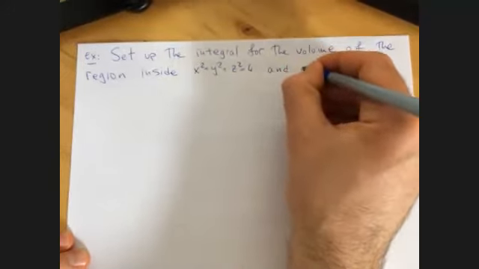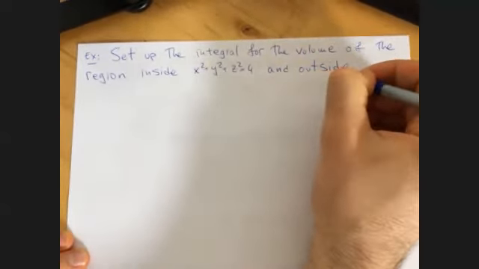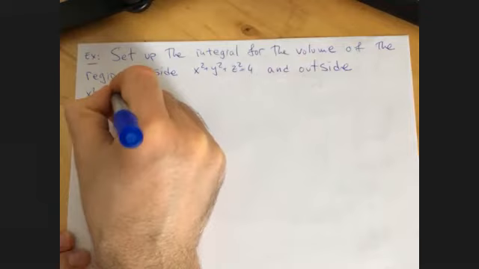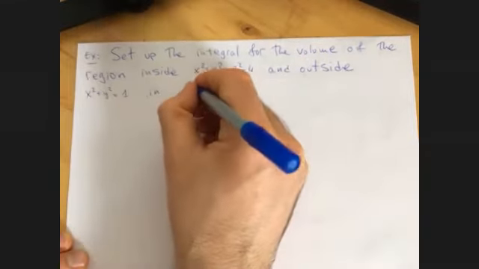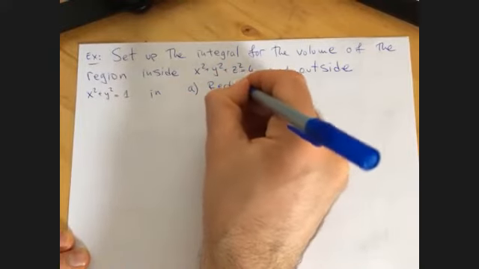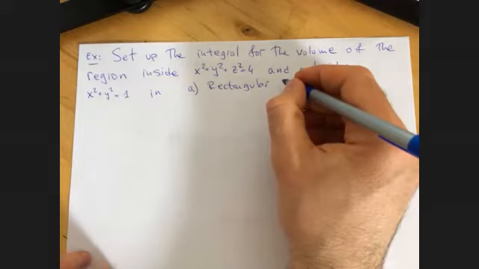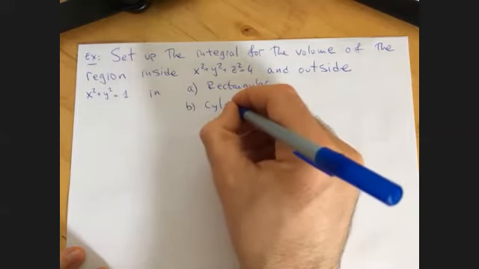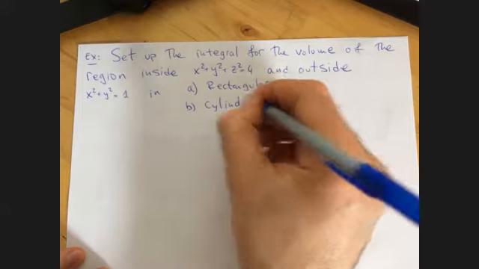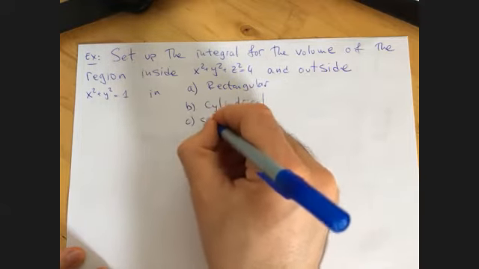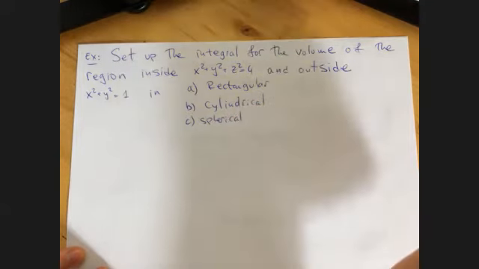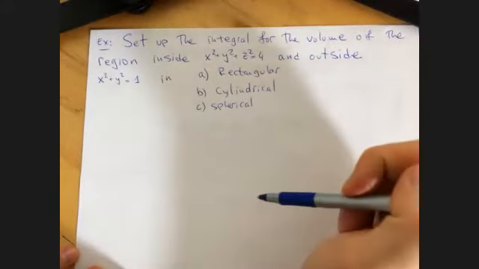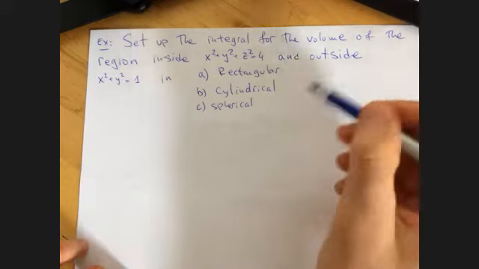And outside the cylinder x squared plus y squared equal to 1, in a rectangular coordinates integral, b cylindrical coordinates, and c spherical coordinates. Okay, so basically this means to flip or change between all the triple integrals that we learned. Okay, so let's see what we are talking about.